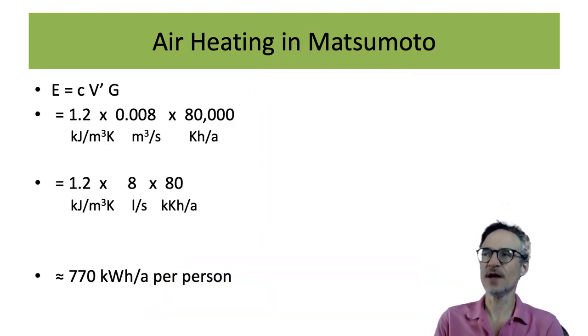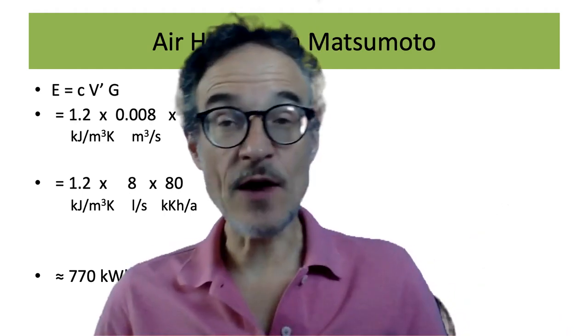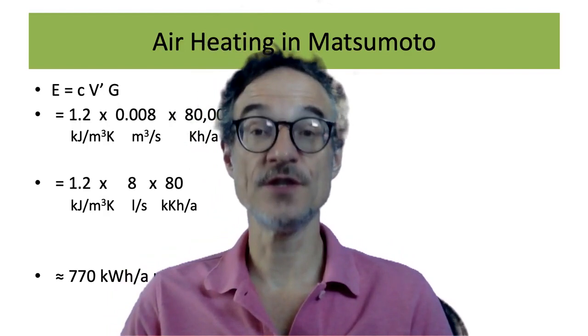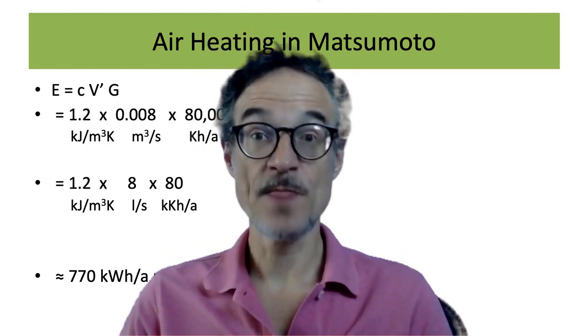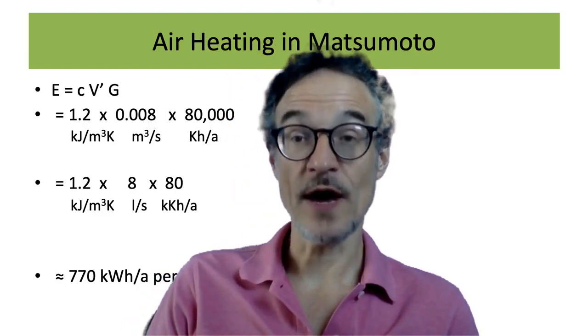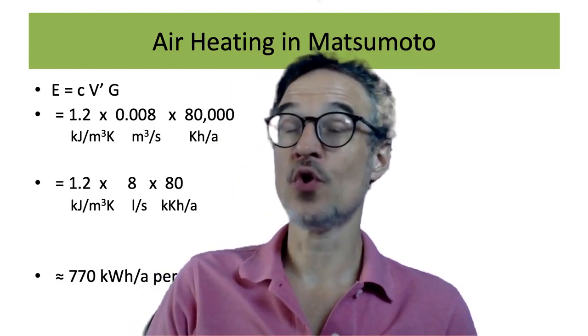So if we calculate this, this is what we get. We get 770 kilowatt hours per year. So this is how much heating, if you want to stay at 20 degrees for the year, you're going to need per person for your house to stay warm.